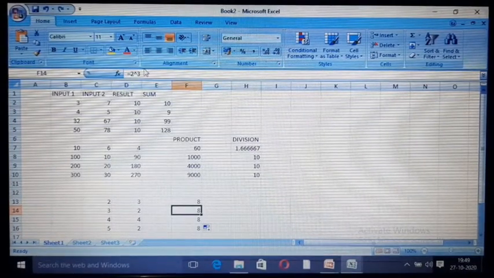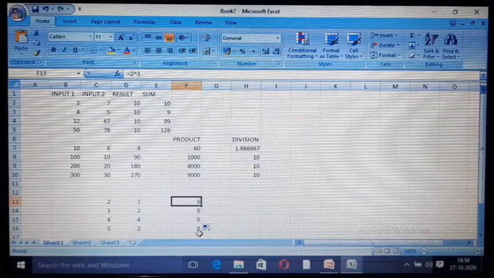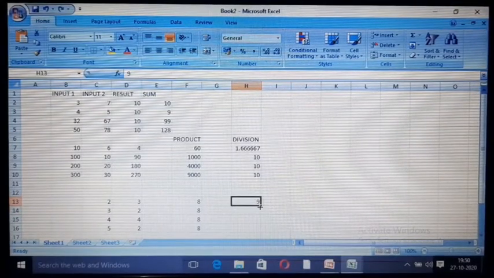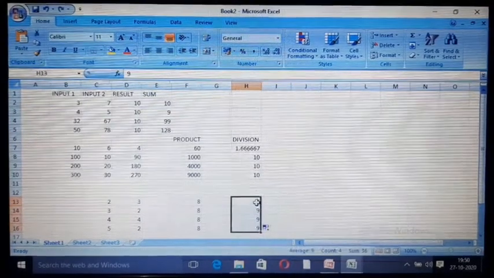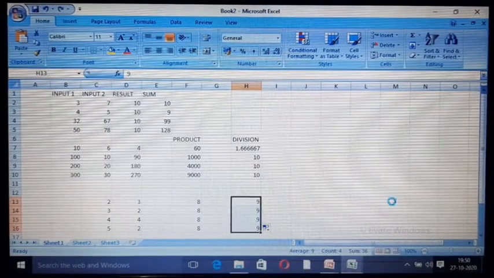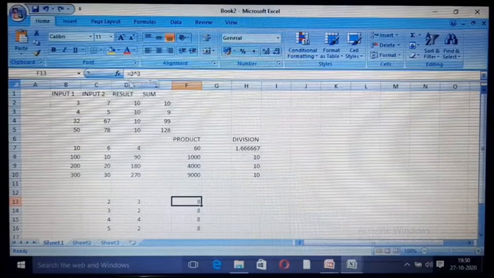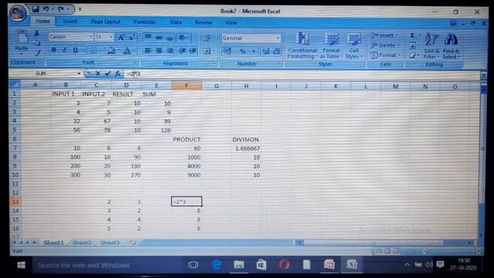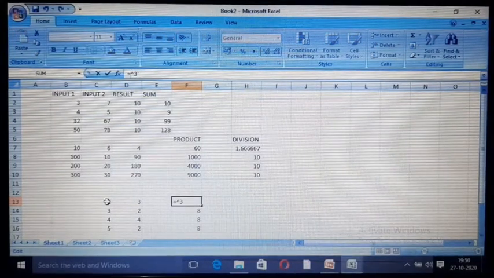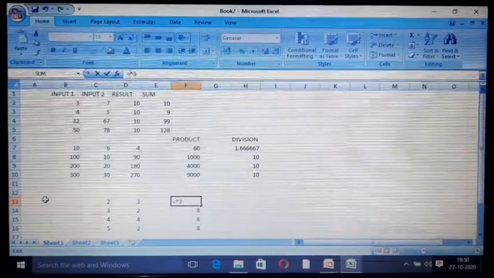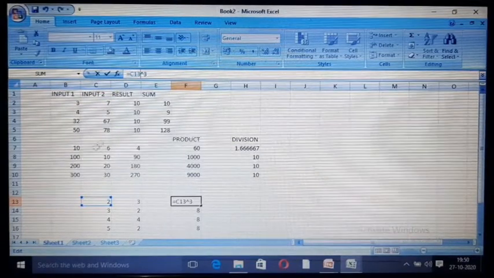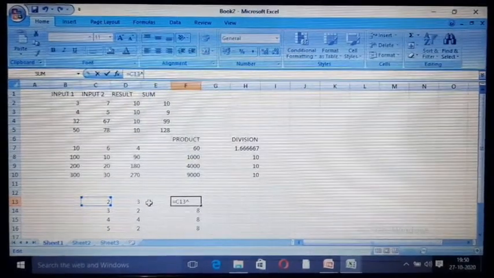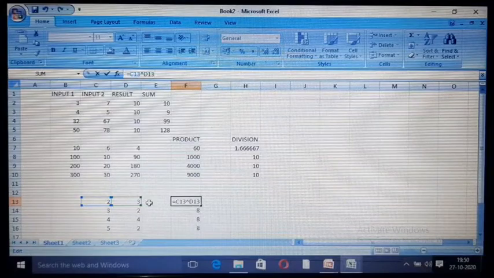Suppose the cell content is 8, then the 8 is copied everywhere. I'll delete this again. So you change this to 2, which is in which cell? C13. You write C13 here, and 3 is in which cell? D13. You write D13 here and you press enter here.